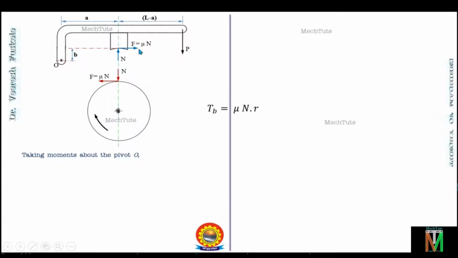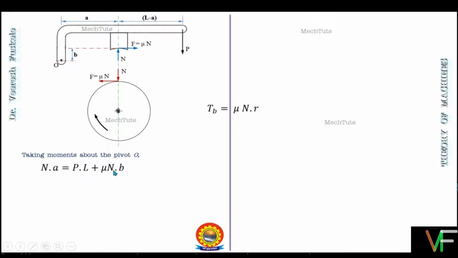Similarly, the force F, that is equal to mu N, will rotate the lever in the clockwise direction about the fulcrum point. So this will be a clockwise moment, so it will be a negative moment, and the magnitude will be mu N into the distance b. This is the perpendicular distance of the line of action of the force from the fulcrum point. So writing the moment equation, it will be N into a equal to P into L plus mu N into b. This is the anti-clockwise moment, these are the clockwise moments.